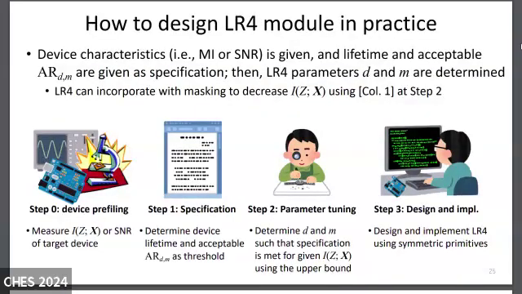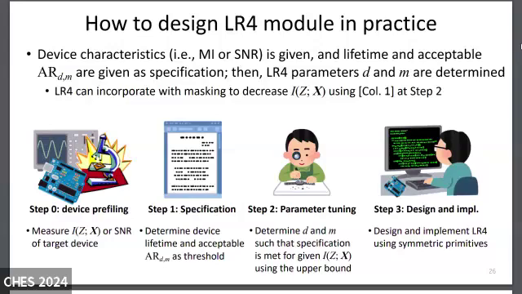So this is the design flow of the LR4 module. First, we need to know the leakage amplitude as the mutual information IZX or SNR. So at step one, we profile the device. Then we determine the specification, which is given by the device lifetime and the acceptable success rate of side-channel attack on LR4 as a threshold. In the next step, we determine the parameters, I mean D and M, such that the specification is met for the given IZX.